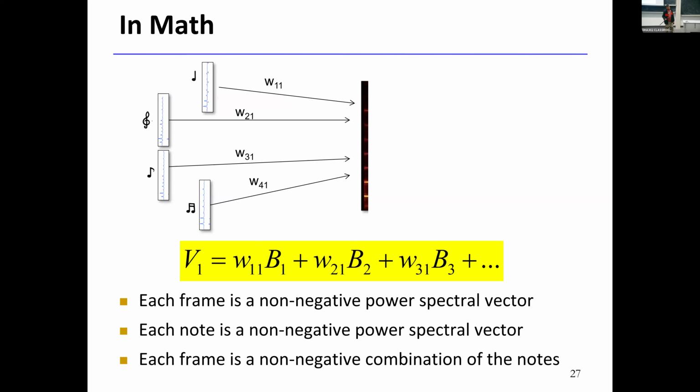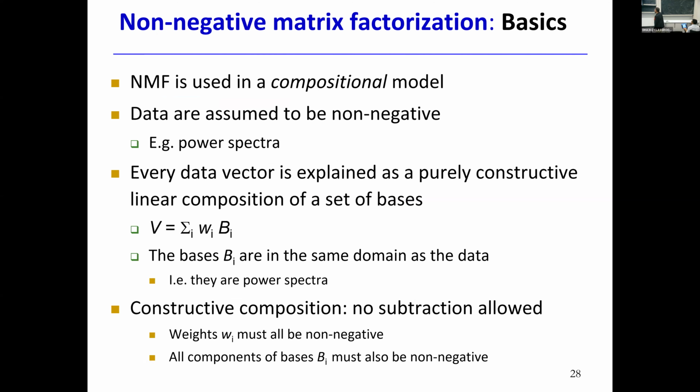Yeah, thank you. And because everything is non-negative, this is non-negative matrix factorization. So NMF is a compositional model. And all of my data are assumed to be non-negative. I'm using music as an example, but images are no different. You never see a negative pixel, do you? So when I have collections of images, every image is a collection of non-negative pixels. And so I can apply the same techniques to these.